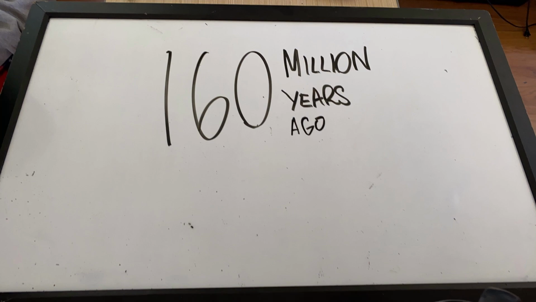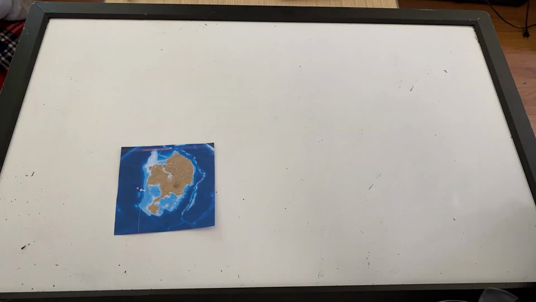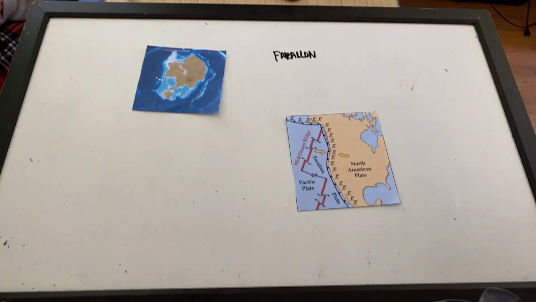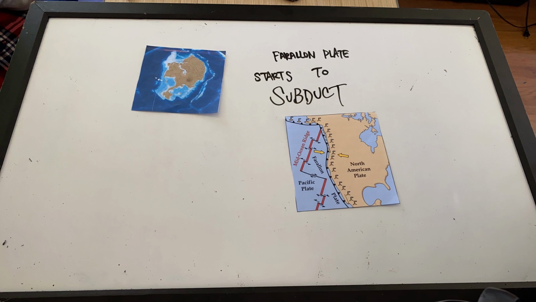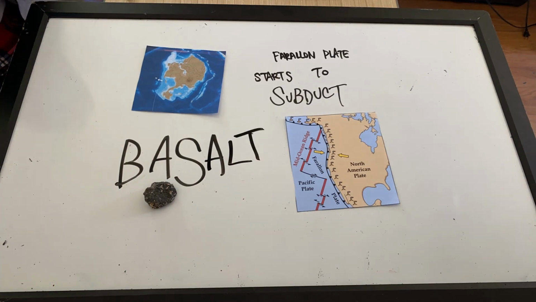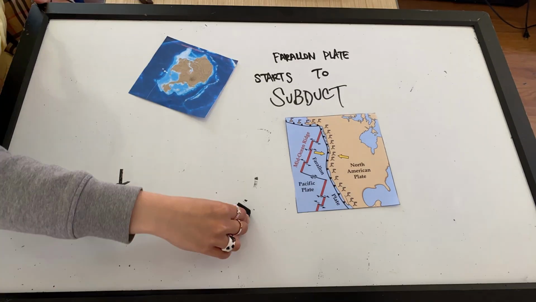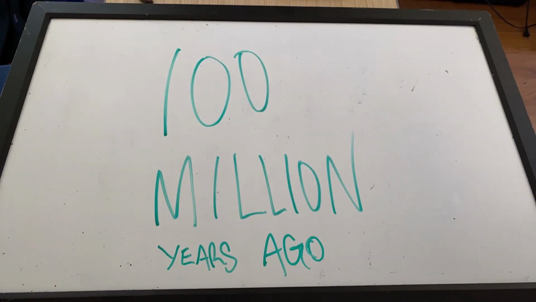160 million years ago, the Farallone plate started subducting beneath North America. The plate was pushed into building mountain ranges such as the Rocky Mountains. It subducted along North America, starting from Alaska all the way to Mexico. Around the time when the plate started to subduct, basalt is forming. Once the ridge hit the plate, the basalt stopped forming because the basalt came from the ridge.